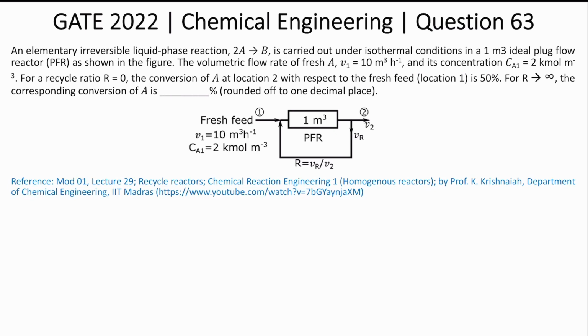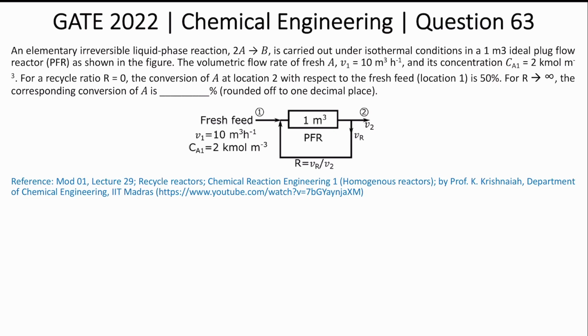Hello everyone. Today we will be looking into GATE Chemical Engineering question number 63 from GATE 2022. An elementary irreversible liquid phase reaction 2A gives B is carried out under isothermal conditions in a 1 meter cube ideal plug flow reactor or PFR as shown in the figure.